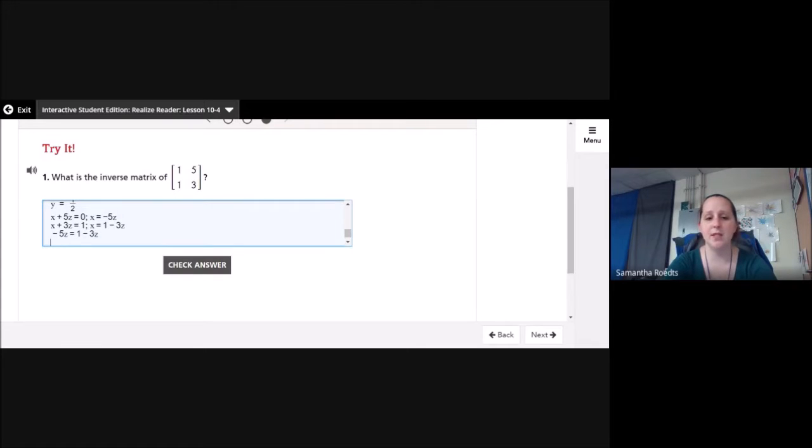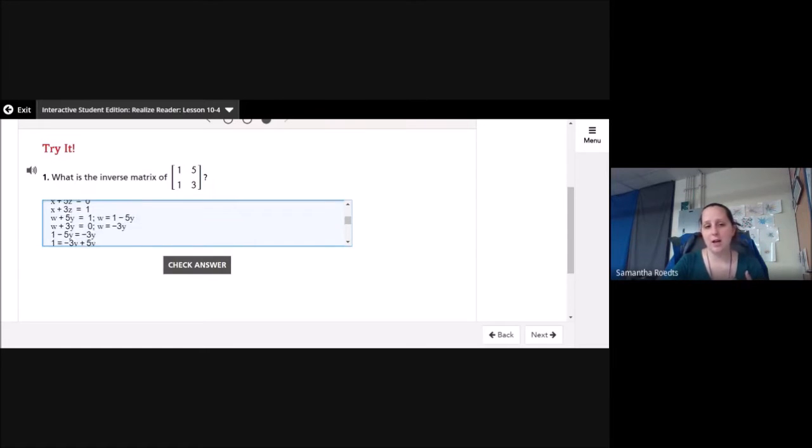Move the negative 3z to the other side. So negative 3z plus negative 5z plus 3z equals 1, which gives me negative 2z equals 1, and then z equals negative 1/2. Okay. From there, I can take what I know about y and z, and I can substitute them in so I can find w and x.